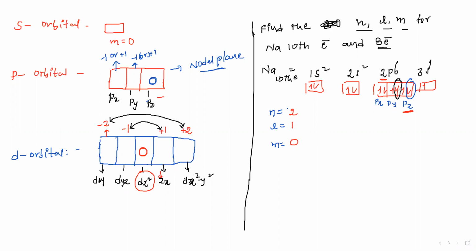Okay. For this one, now we are going to write the 8th electron quantum numbers. The principal quantum number for the 8th electron, the n value is 2. And the angular momentum quantum number is 1. And magnetic quantum number. Here it is py. So the py value is -1 or +1.